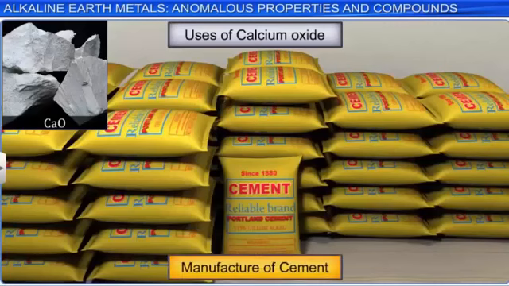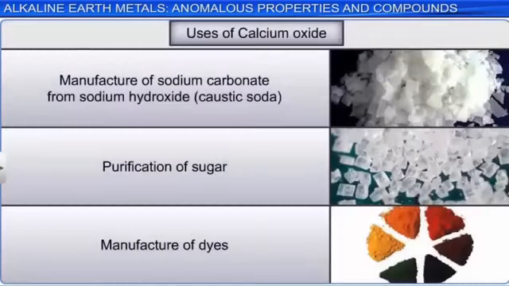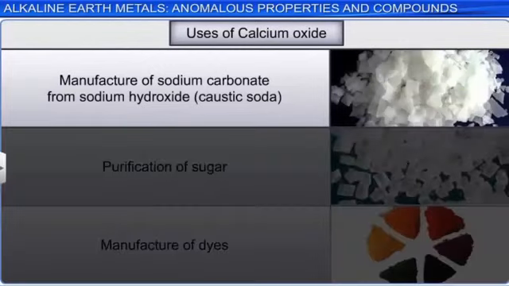It is used to produce sodium hydroxide, also known as caustic soda, from sodium carbonate. It is used in the purification of sugar and in the manufacture of various dyes.